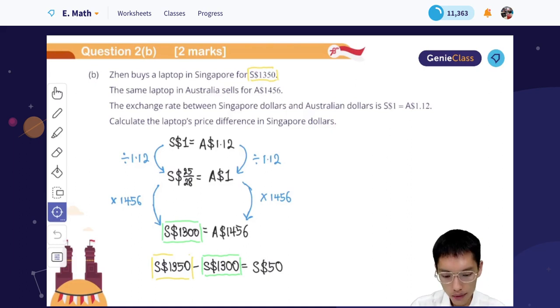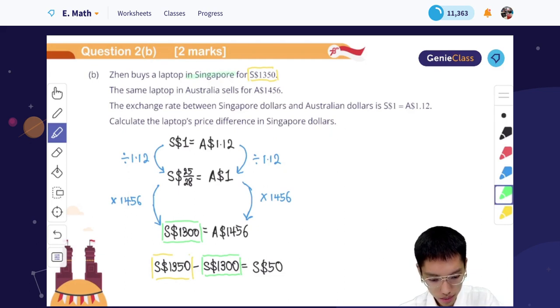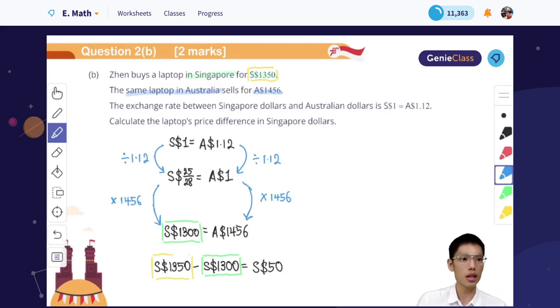Okay, next one. This is a very interesting currency question. Okay, it looks like a set 1 concept, but there's something hidden in between. Why so? Okay, they tell you in this case the laptop pricing in Singapore. So in Singapore, it sells at this price. But in another country, it's in another currency. It looks like I just need to subtract these two.